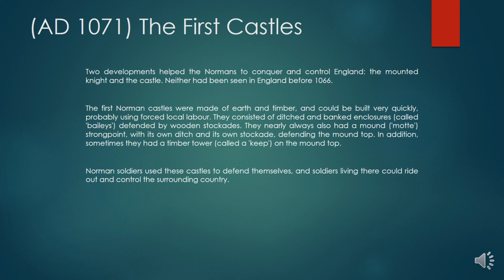Two developments helped the Normans to conquer and control England: mounted knights and castles. Neither had been seen in England before 1066.